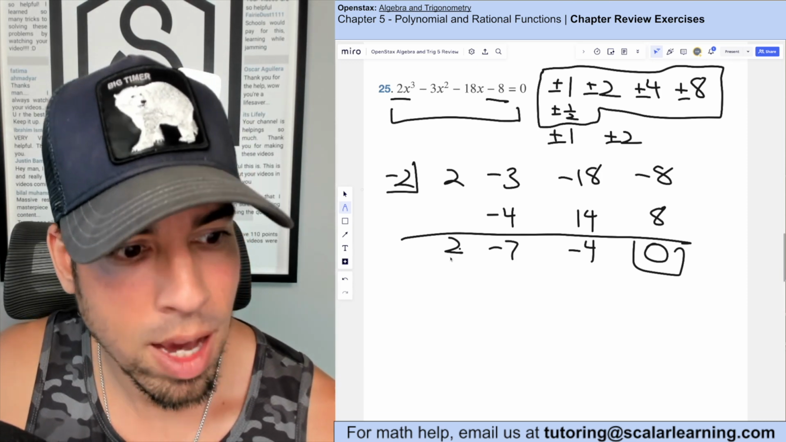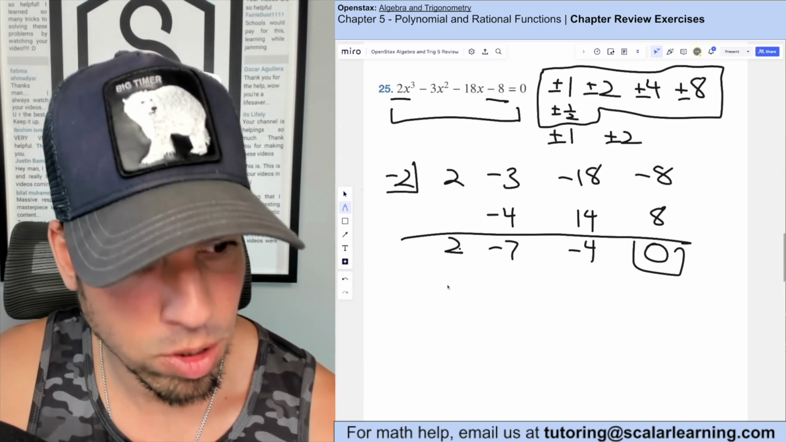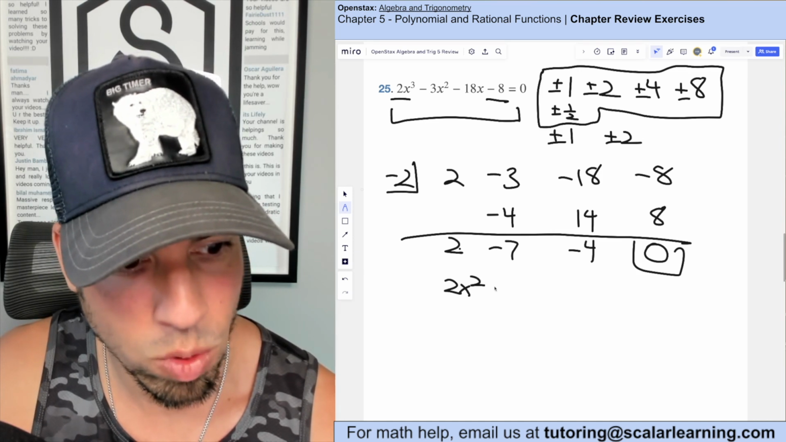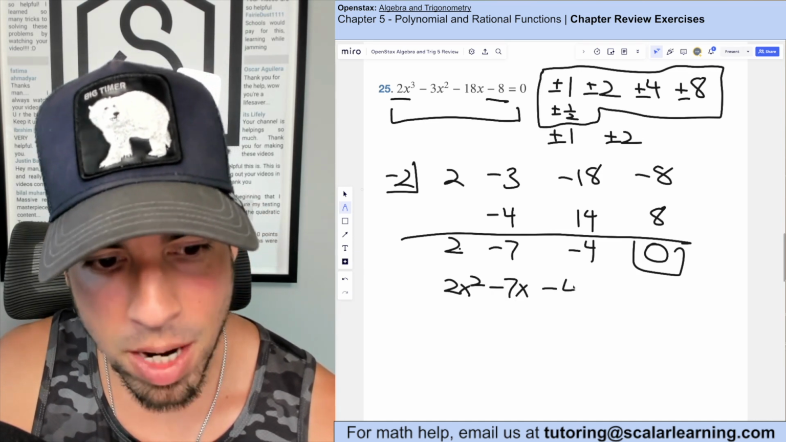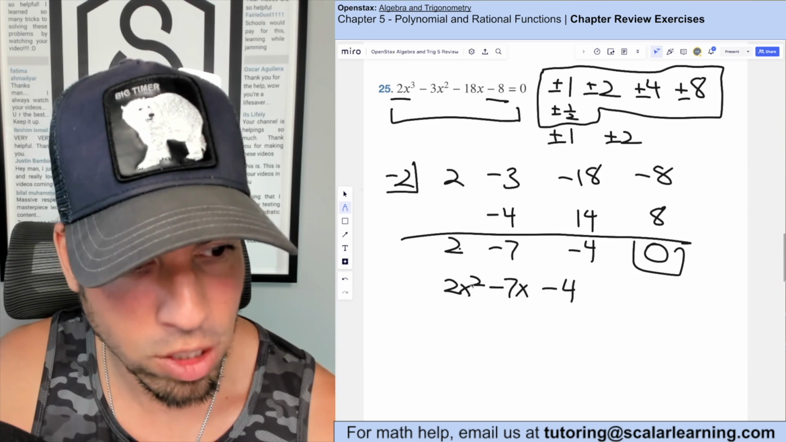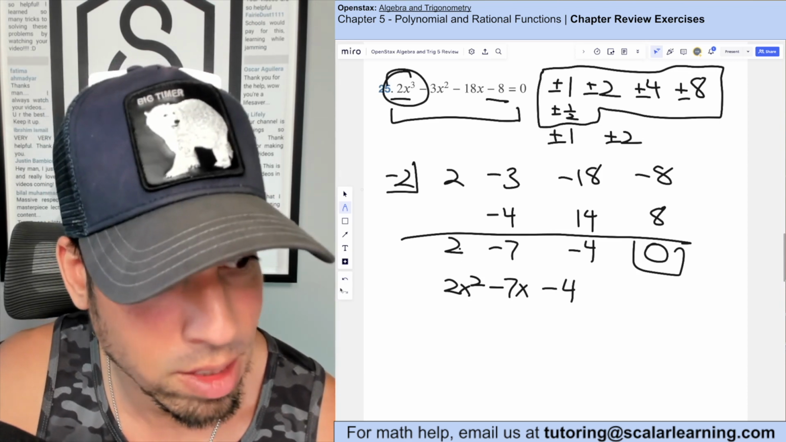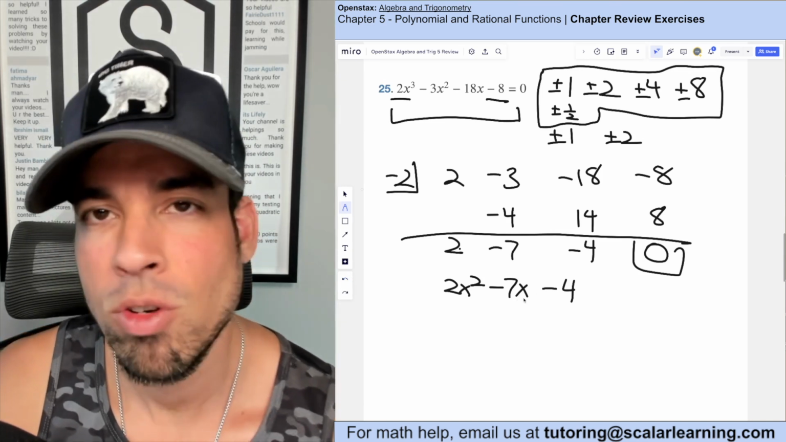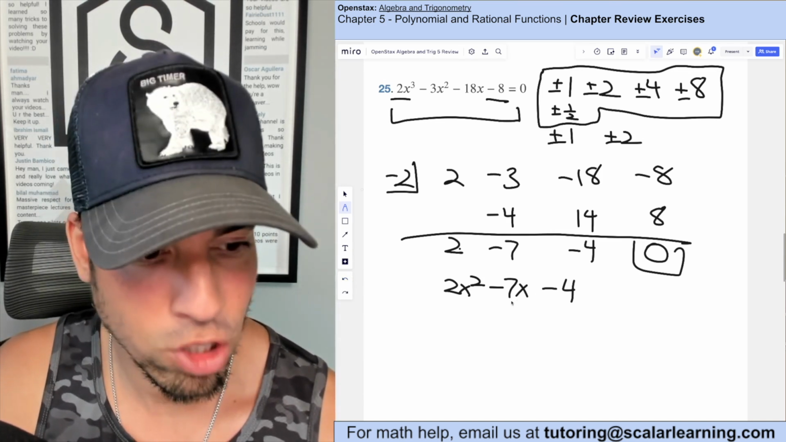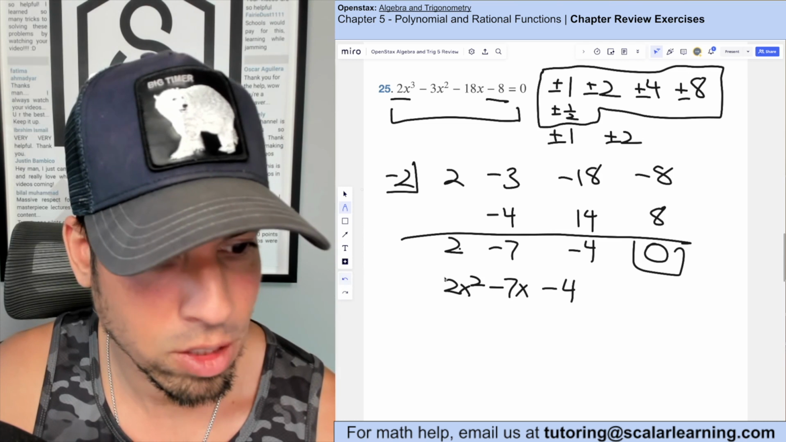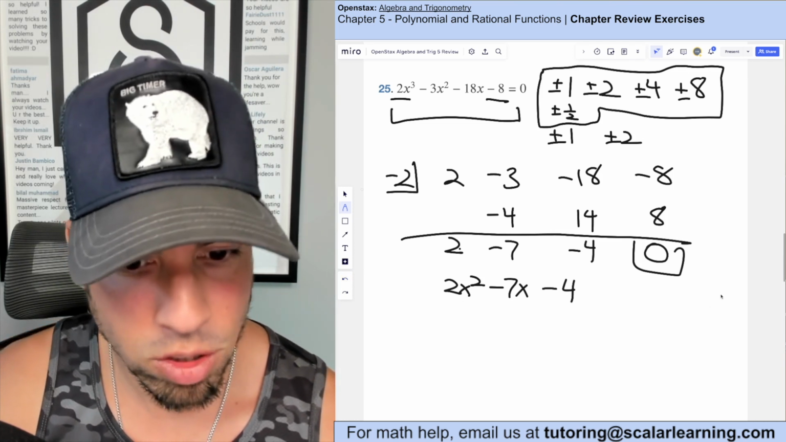Now, when you factor out that x plus 2, what are you left with? You're left with 2x squared minus 7x minus 4. How did I know this pairs with x squared? Because that first coefficient pairs with 1 degree less than what we started with. So now I can keep running synthetic division, or the better idea, once I get to a nice quadratic here, is I can factor.